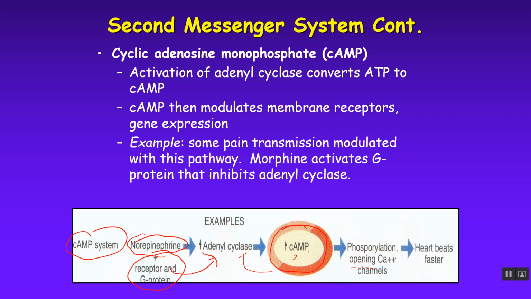This is the case of increasing heart rate. But the cyclic AMP system is also very important in some pain transmission, which is modulated this way. Morphine specifically activates G proteins that inhibit adenylyl cyclase, so you create less cyclic AMP, which, when present in certain pain pathways, causes an increase in pain responses. So morphine activates a G protein that inhibits cyclic AMP. In this case, with norepinephrine, it has a G protein that causes cyclic AMP production to go up. It increases adenylyl cyclase activity.